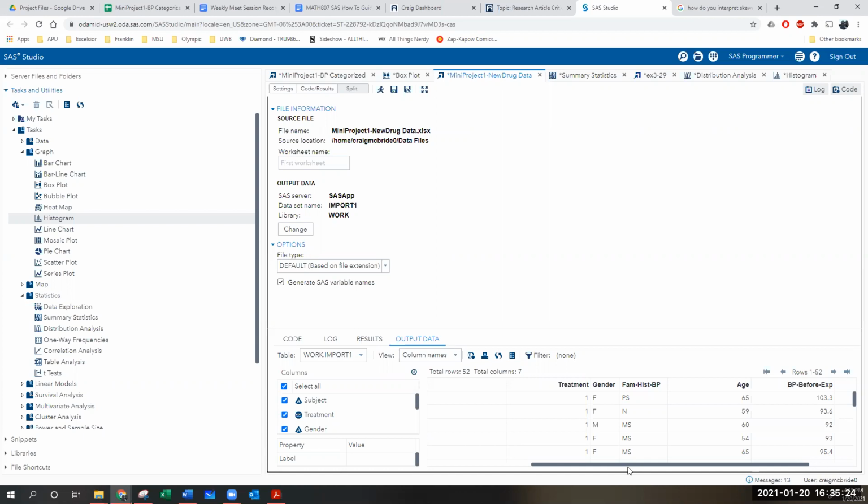And of course, the three categorical variables are gender, family history, and treatment. You are absolutely correct. Perfect. Okay, done. Yes. Thank you.